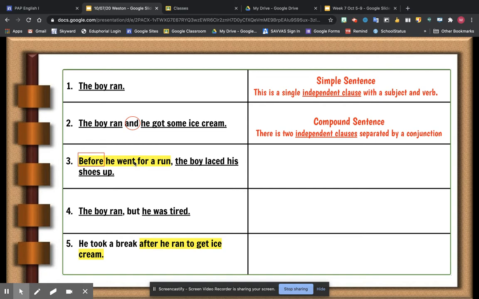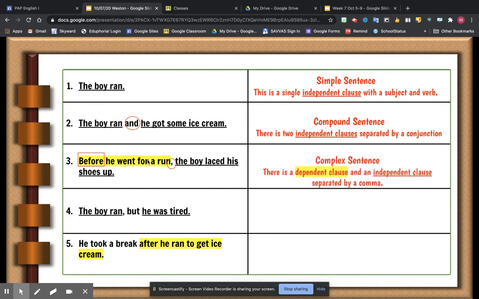All right, so these dependent clauses start with what's called a subordinating conjunction. Before is one of our subordinating conjunctions. If you notice, if you take off the word before and you just said he went for a run, that's a complete thought. But just by adding a subordinating conjunction before that complete thought, it automatically makes it into an incomplete thought. Before he went for a run, there's more information needed. Okay, so what are you wanting to tell us? And then it depends on the independent clause. The boy laced his shoes up to help the sentence make sense. And this helps create a complex sentence.